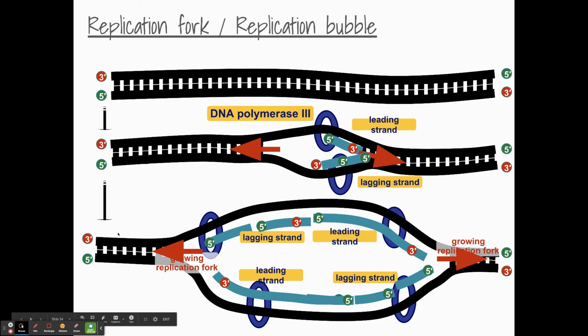As we see here, here's our replication bubble, what we were talking about. These replication bubbles occur at multiple places on our chromosome. Here's our DNA. When I unzip our DNA, I have my leading strand and my lagging strand. One's building towards the fork and one's building away from the fork.